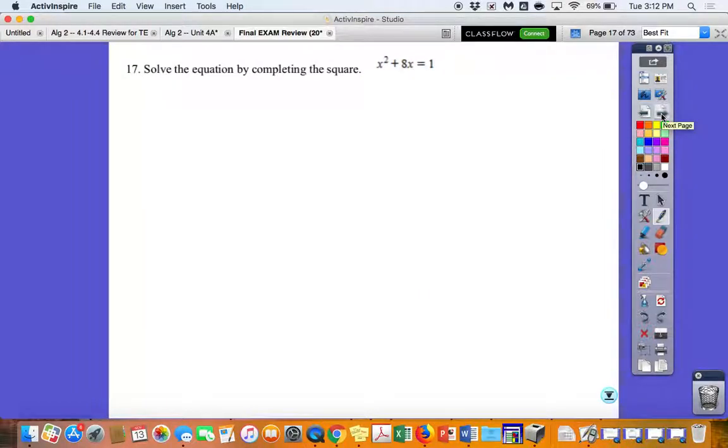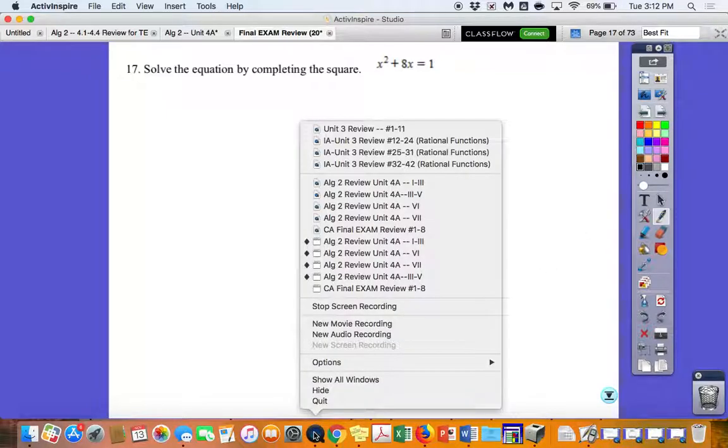Now this thing says solve the equation by completing the square. Now that'd be great if you completed the square, but guys, it's a multiple choice test. Just get the answers. So if you need to do the quadratic formula, then do the quadratic formula. We are going to start this one in the next video, though, because I'm about out of time. So we'll pick up here.